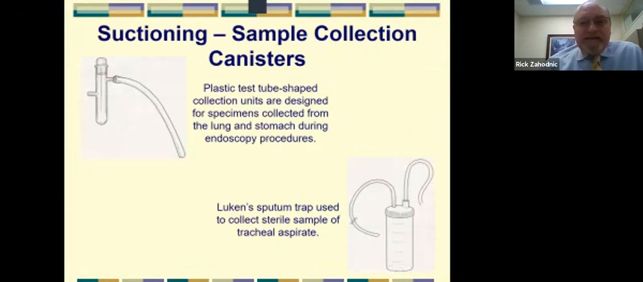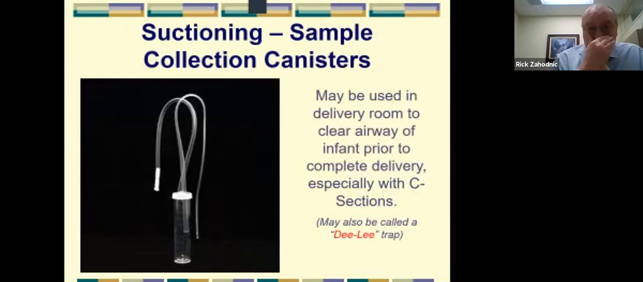Periodically, we need to sample some of the material that we are suctioning to identify, say, for instance, a culture and sensitivity, to find out what organism is growing and what antibiotics it is sensitive to. The device on the right-hand side there is called a Lukens sputum trap, and that is what we will use for our performance evaluation on this. This is one called the DeLee trap.